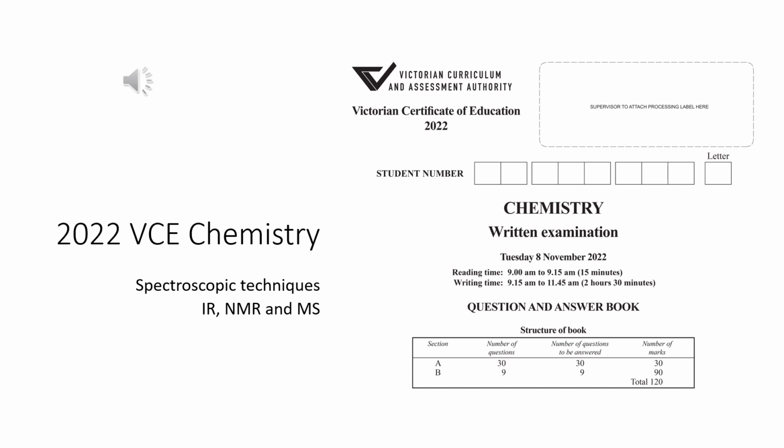Now, we analyze the question and answer of spectroscopic techniques such as infrared spectroscopy, nuclear magnetic resonance spectroscopy, and mass spectrometry. These techniques are applied to analyze the structure of organic compounds.